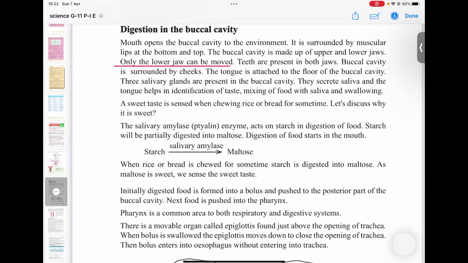So here you have one thing to remember. You should know the functions of the tongue. Okay. 1, identification of taste. 2, mixing of food with saliva. 3, swallowing. So if you don't have a tongue, you can't do any of this. If you can't swallow, you're never getting energy. Okay, so just remember the tongue has 3 functions and these are the functions.